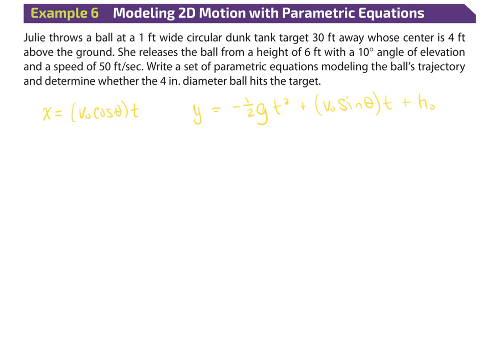All right, so let's look at this. Julie throws a ball at a 1 foot wide circular dunk tank target that is 30 feet away, whose center is 4 feet above the ground. She releases the ball from a height of 6 feet with a 10-degree angle of elevation and a speed of 50 feet per second. Write a set of parametric equations modeling the ball's trajectory and determine whether the 4-inch diameter ball hits the target.